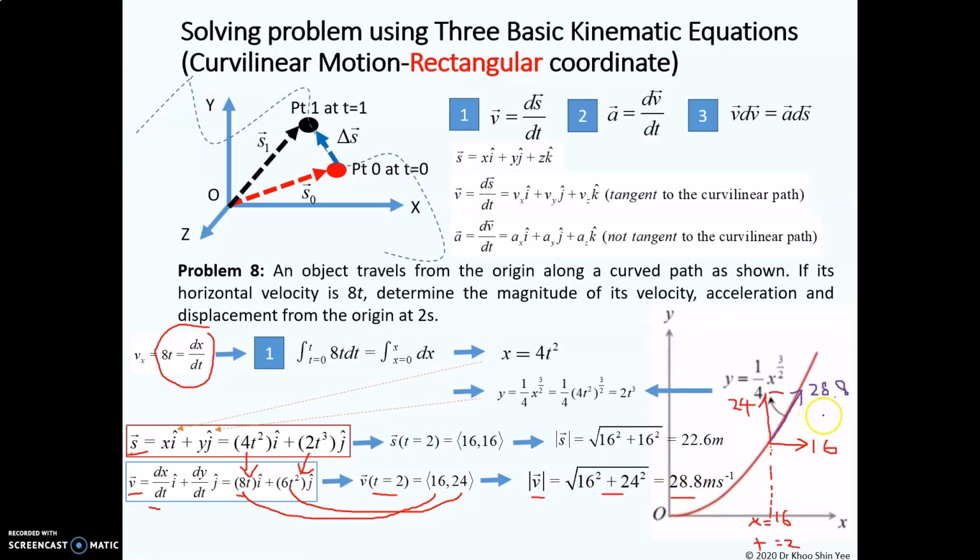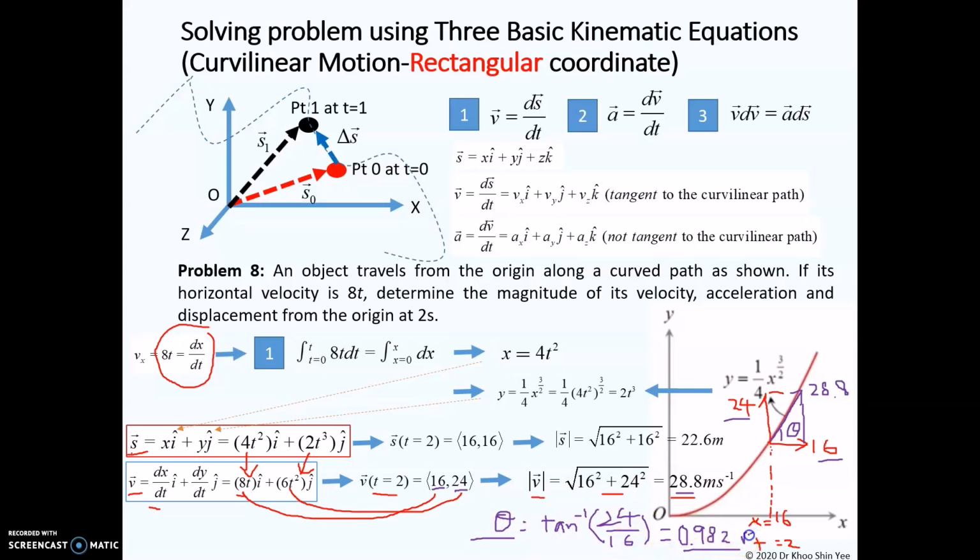So this is the graphical representation for the velocity. In the x direction, you have the velocity equal to 16. In the y direction, you have 24. And when you find the magnitude of the velocity, 28.8, this is the resultant. You can also find the direction for the velocity here by forming a triangle. So 24 divided by 16 gives you the tangent theta. And this direction angle is equal to the arctangent of 24 divided by 16, and you should get 0.982.